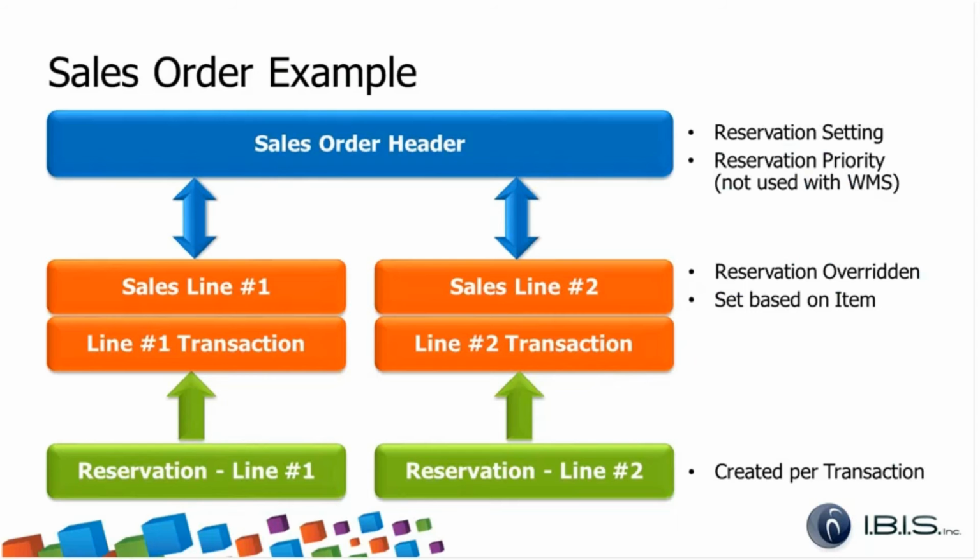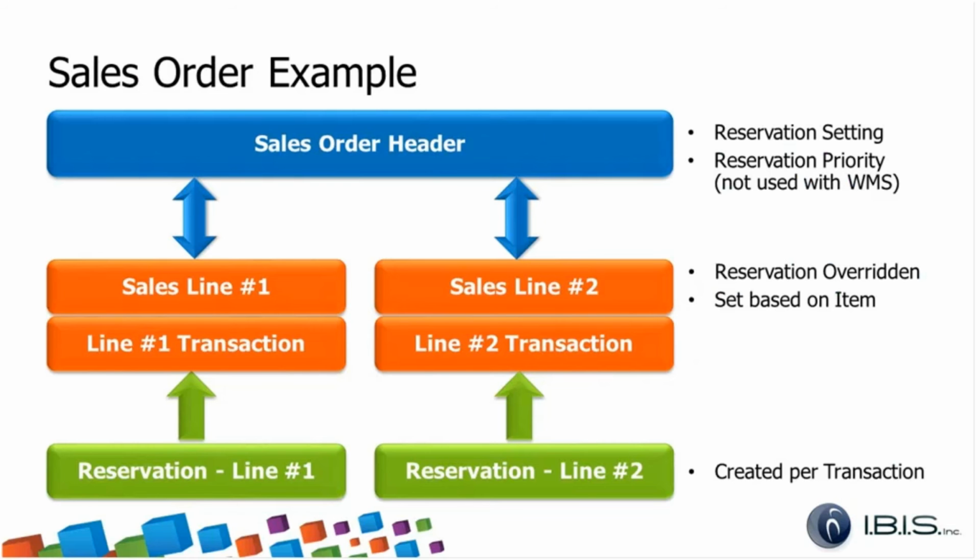When a sales order is created, it uses the default reservation setting to determine whether reservations for the order will be automatic or manual. And this setting can be overridden on the order header. The header also has a field called reservation priority. This really isn't used directly for reservations on the order. It's really only used for filtering orders during other processes. Some of those other processes could include steps that create reservations.